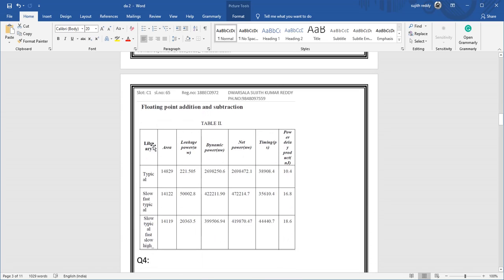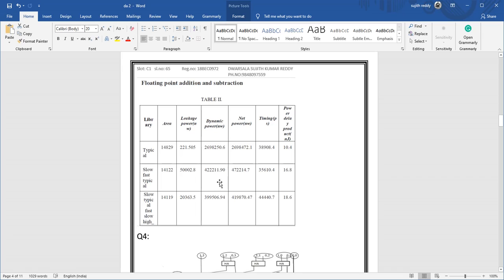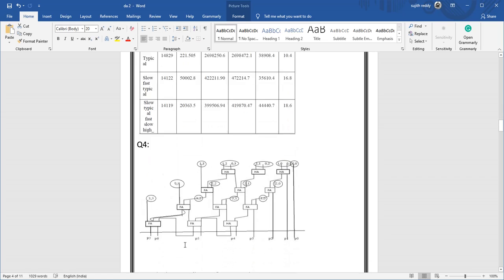Let's see the library: typical, slow, fast, and so on. Area, leakage power, dynamic power, net power, timing and power delay product. You can see the difference here also. Leakage power is high as it moves on.